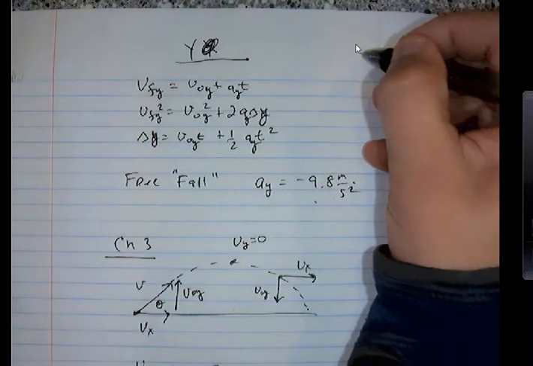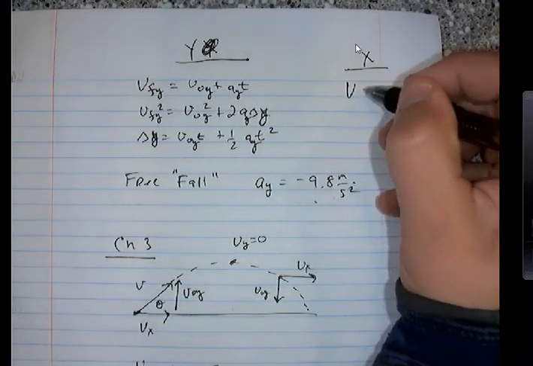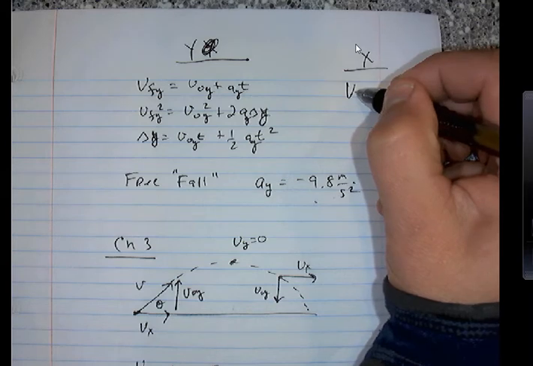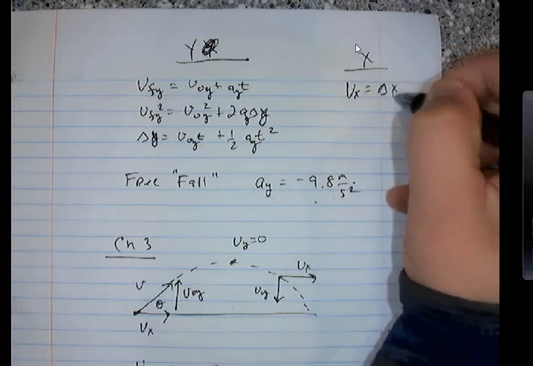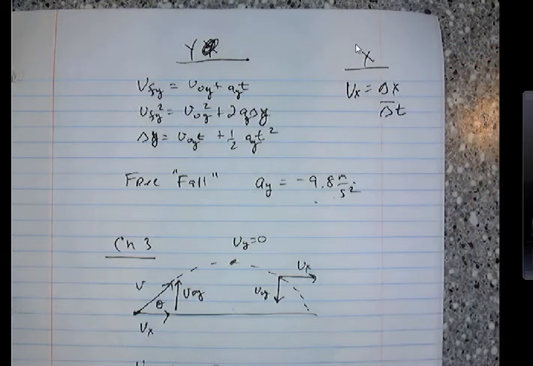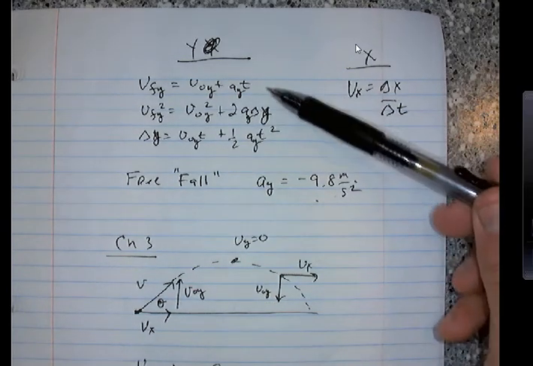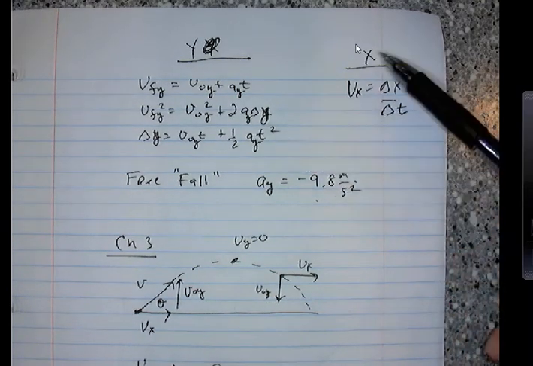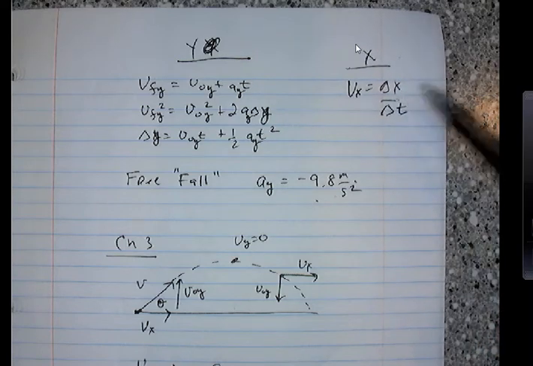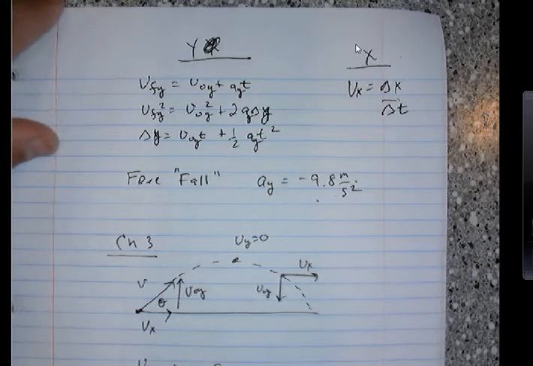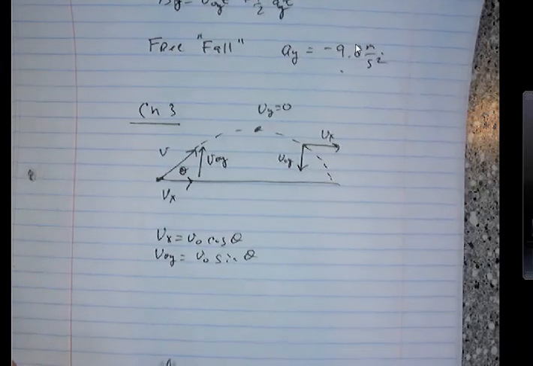In the x direction, the only thing that you have is this. X velocity, delta x over delta t. Okay, so here's a nice picture that goes along with it. Y direction, you have all the kinematics equations. X direction, we really only have this. Here's how you break vectors into components for this situation.